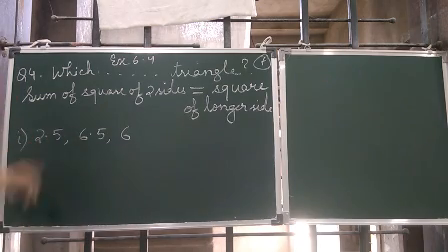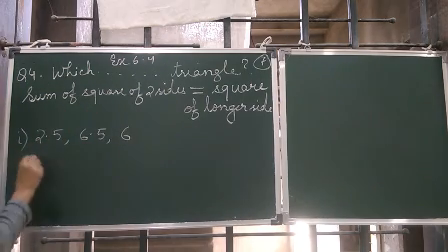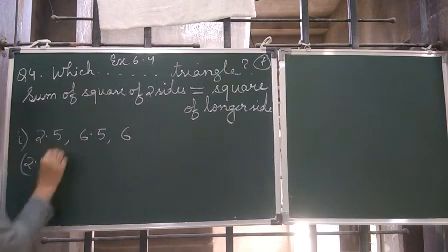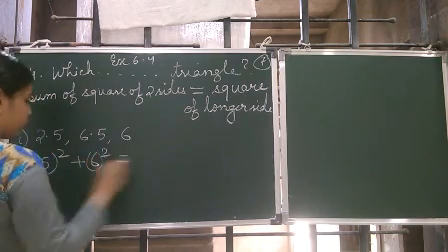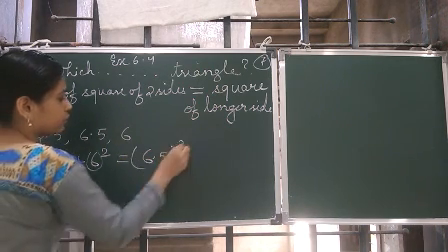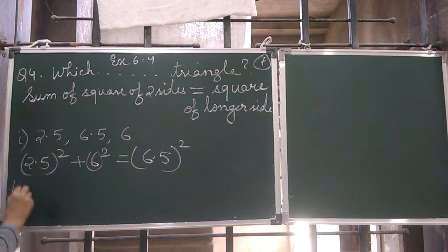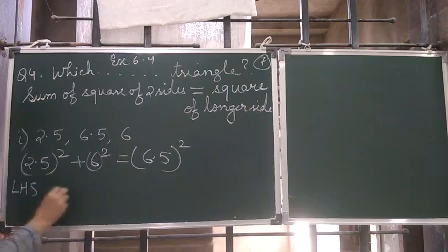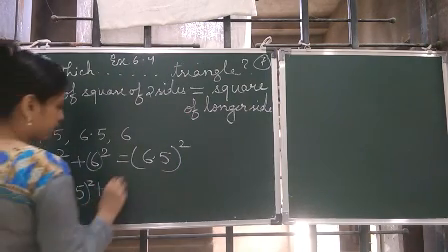So here, who's the longer side? 6.5. So according to this, we can write that 2.5 square plus 6 square is equal to 6.5 square. So we do LHS and RHS. If LHS is equal to RHS, answer is yes. So let's do the LHS now. 2.5 square plus 6 square.